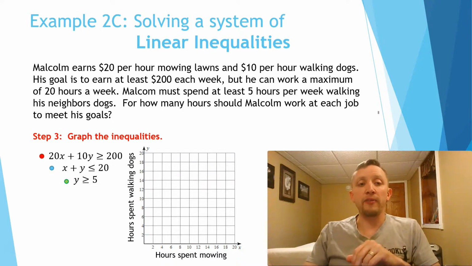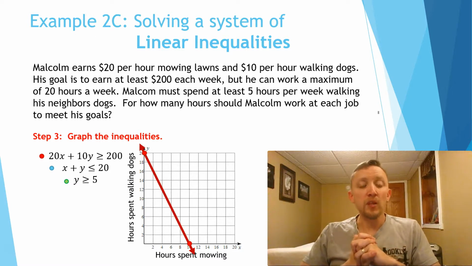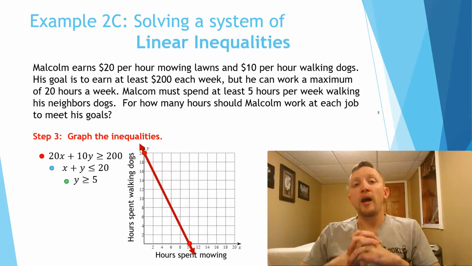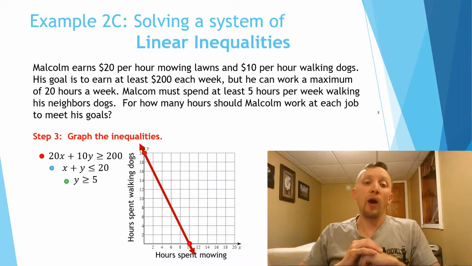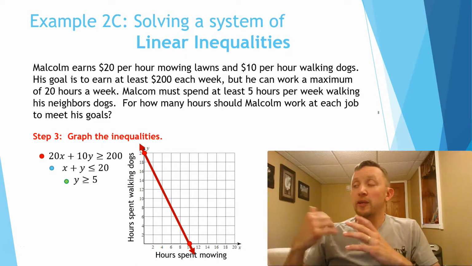So if I were to graph that one, I would first find your x and y intercepts. So to find my x-intercept, I would divide both sides by 20, so I'd get an x-intercept of 10. To find my y-intercept, I divide both sides by 10. I get a y-intercept of 20. So we get an x-intercept of 10, y-intercept of 20. We connect those with a solid line, just like I've done.